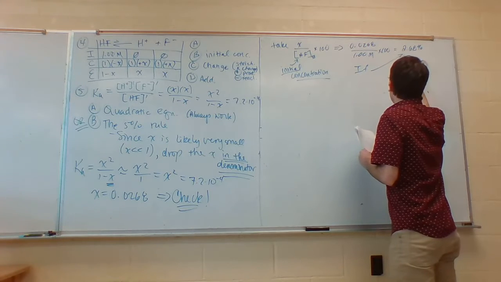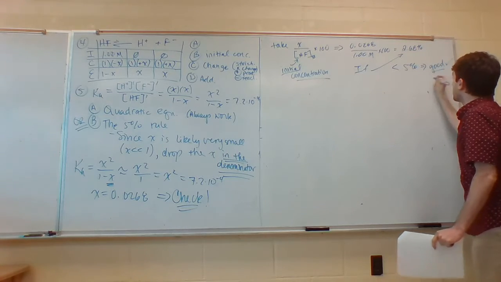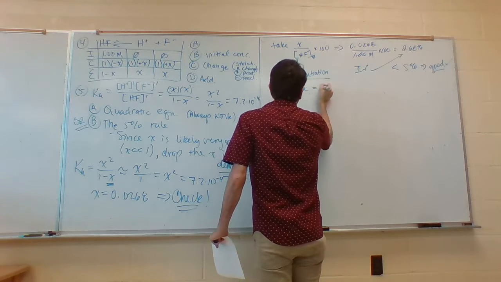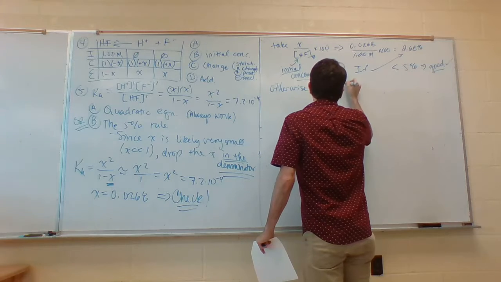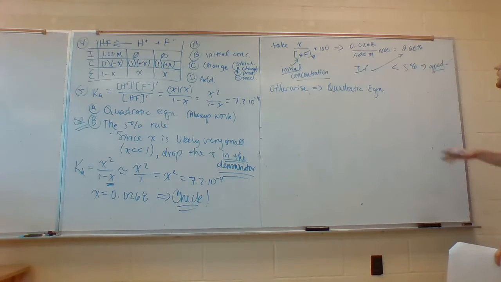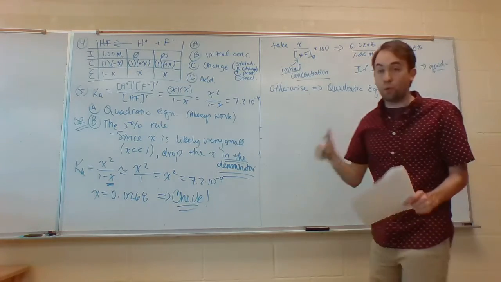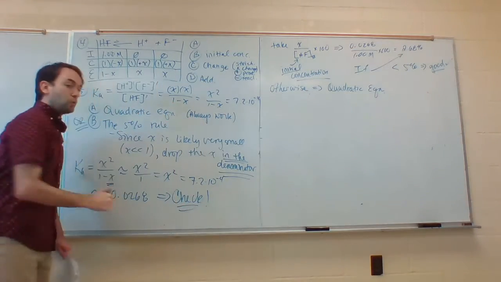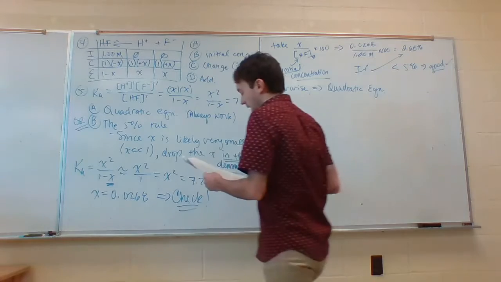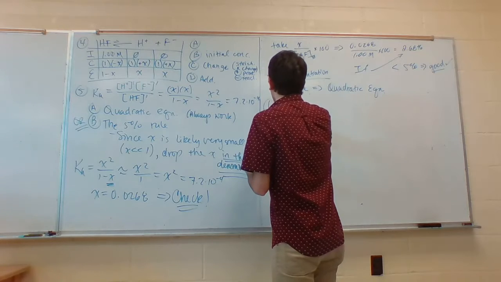If that is less than 5%, then you're good. Otherwise, you're going to have to do the quadratic equation. So, since we got 2.68%, that was less than 5%, we're good. So that means that this value will satisfy our x, and we can use that as our x in this equation.